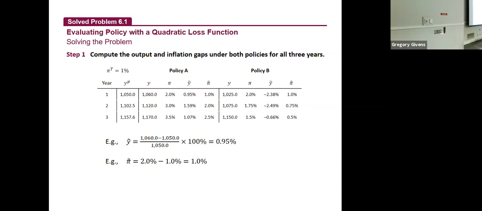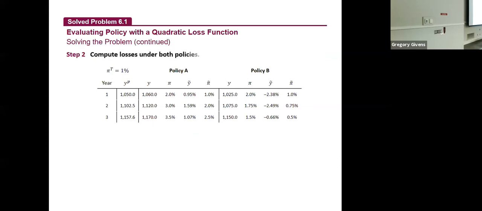Okay, now how do we evaluate which of these two policies is preferable for the central bank? Well, what you want to do is plug in these output gap and inflation gap values directly into the central bank's loss function. Remember, this is essentially like the utility function for the Federal Reserve. That's how we determine which of these two policies, A or B, is the better one: whichever one generates lower central bank loss. Well, what would loss under policy A look like?